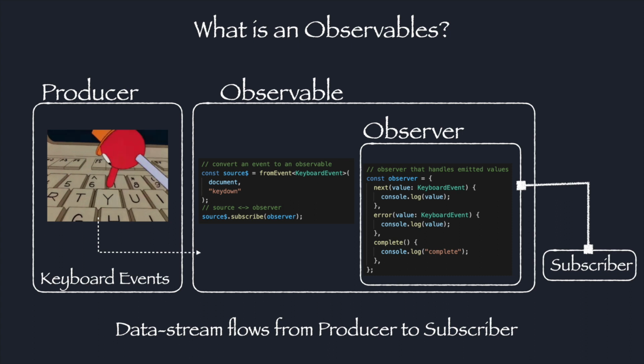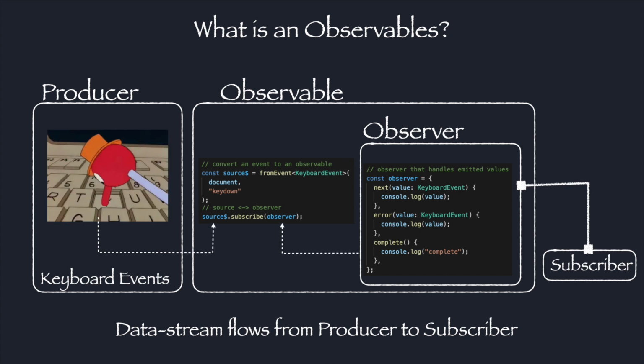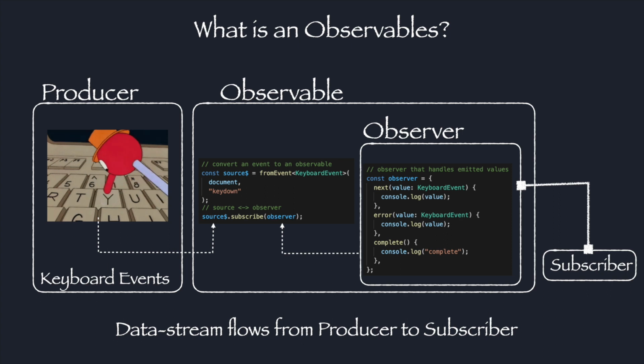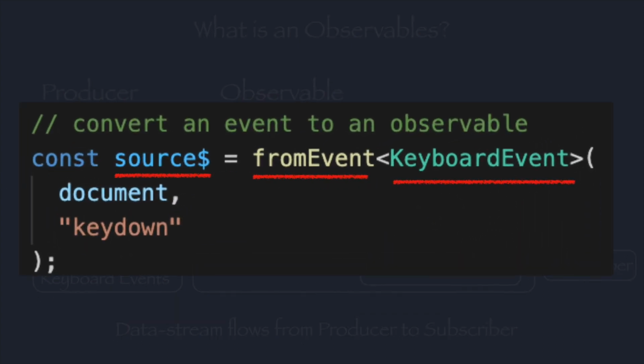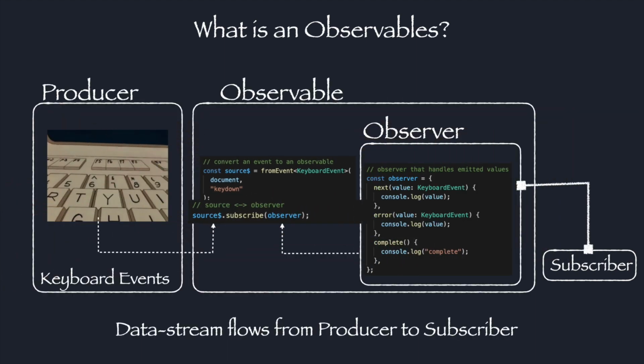The keyboard event could be converted to an observable and subscribed to by one or more subscribers. The event will fire away even if there are no subscribers, as the producer is outside the observable. We can use the fromEvent function to convert the keyboard event to a source observable. Our source observable is now ready for subscription.